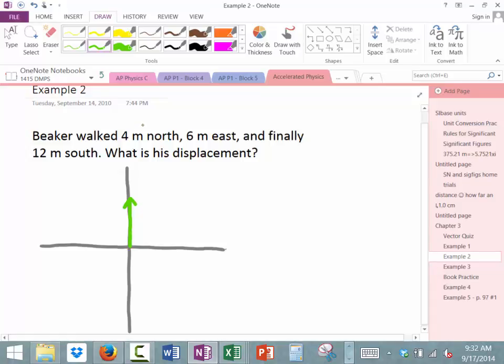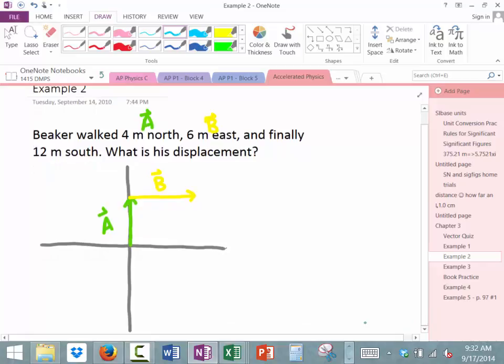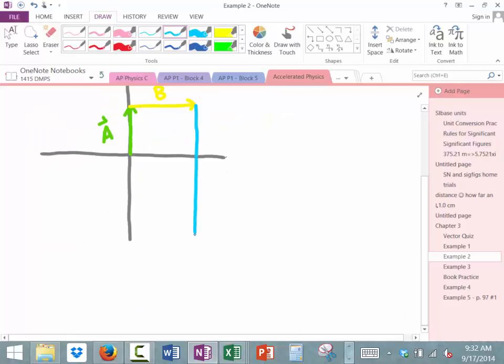So I'm going to call this one A. And then I'm going to have this one B. First, that's 6 meters. And then from there, where do I go? Down, I go south, right? And how far am I going to go south? Well, the axis is going to go further down. Something like this. Okay.